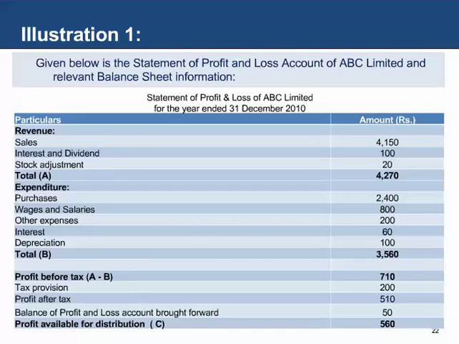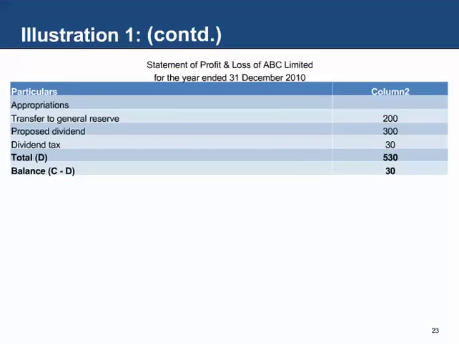Tax provision is given as 200. Profit after tax is 510. Balance of profit and loss account brought forward is 50. So profit available for distribution is 560. So statement of profit and loss account continued. Appropriations: transfer to general reserve is 200. Proposed dividend is 300. Dividend tax is 30. So total is 530. The balance after all appropriations in the profit and loss account is 30.